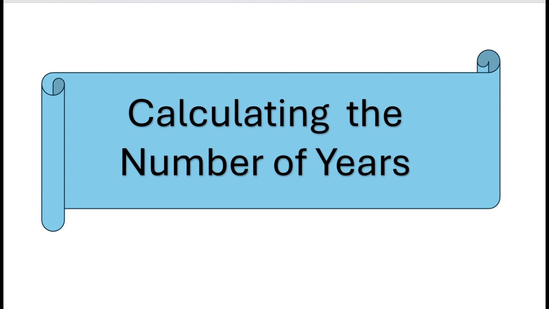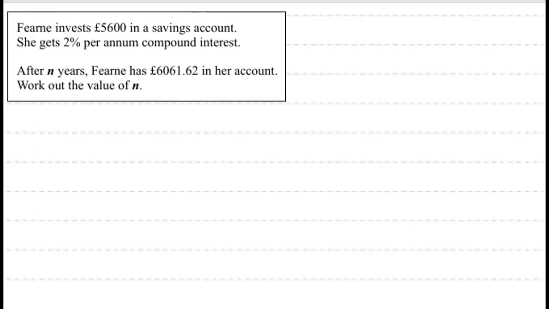Calculating the number of years. Fern invests £5,600 in a savings account. She gets 2% per annum compound interest. After n years, Fern has £6,061.62 in her account. Work out the value of n.